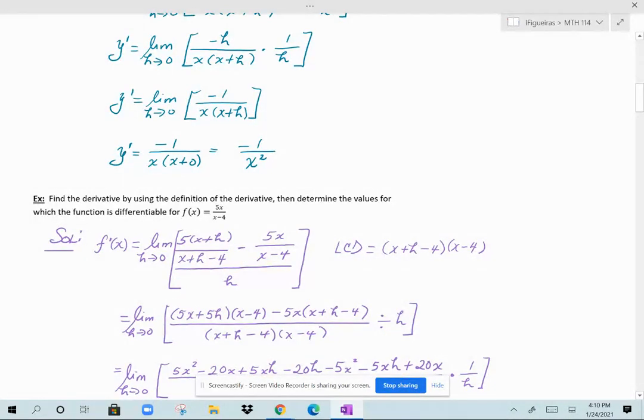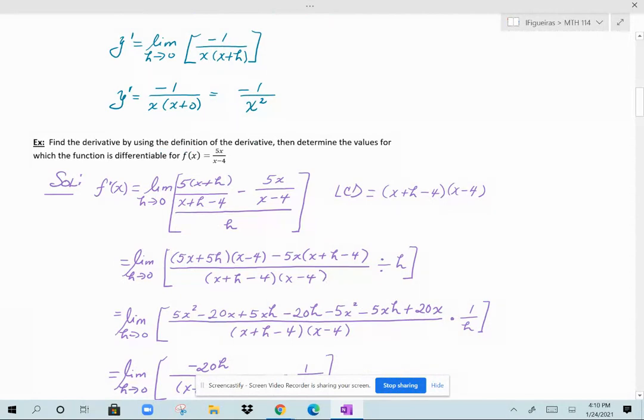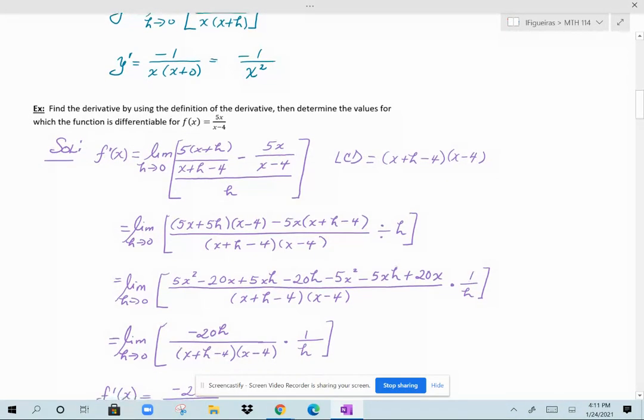And then on the next line, I did several things. I FOILed this, and I distributed the negative 5x, and I rewrote divided by h as times 1 over h. Do not expand this denominator. Leave it as is. That will be the case anytime you're using the definition to find the derivative. You want to leave that denominator as is, but definitely work out the numerator. Distribute, FOIL, combine like terms, and try to cancel as much as possible.